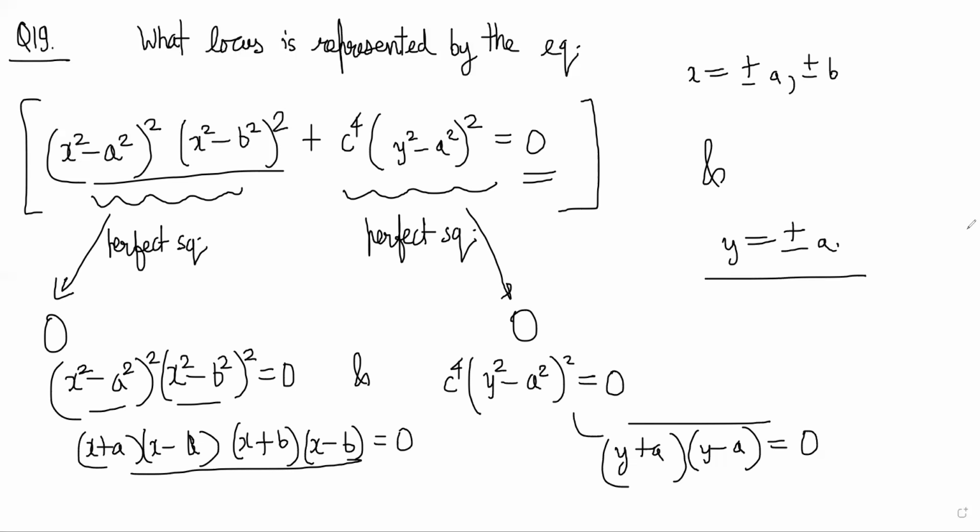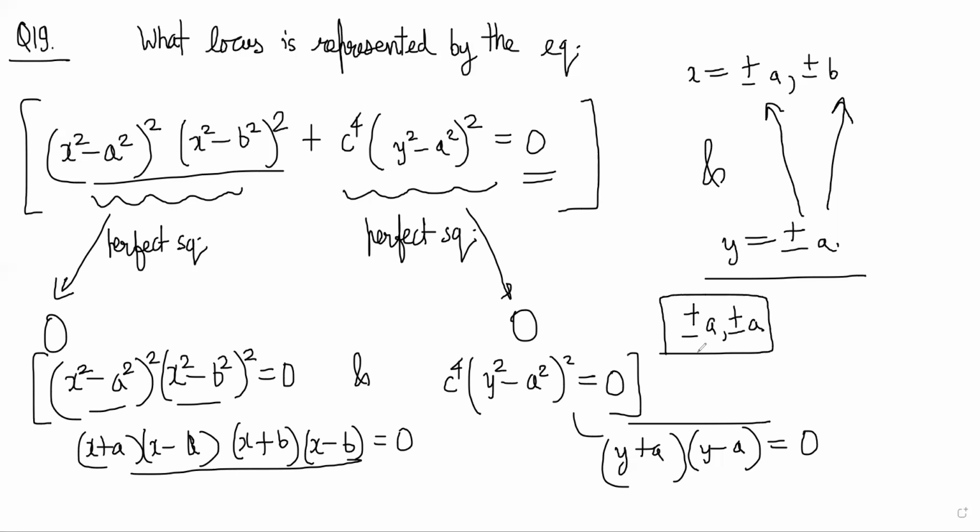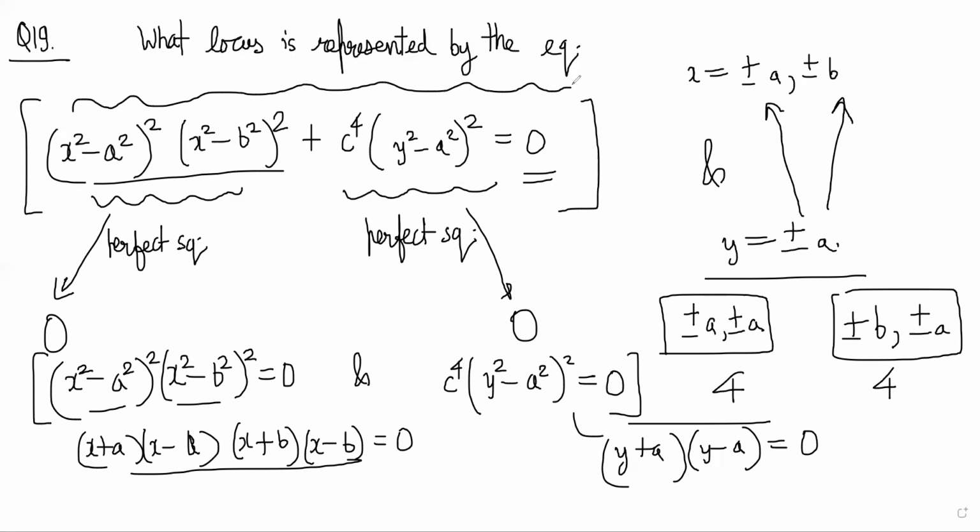Since both the conditions have to be satisfied simultaneously, we will get 8 points, which are different combinations of these. There will be 4 points from these two and 4 points from these two. You will get plus minus a, plus minus a, which gives 4 possible combinations here, and plus minus b comma plus minus a, which gives 4 combinations here. So basically, this locus is actually just 8 points.